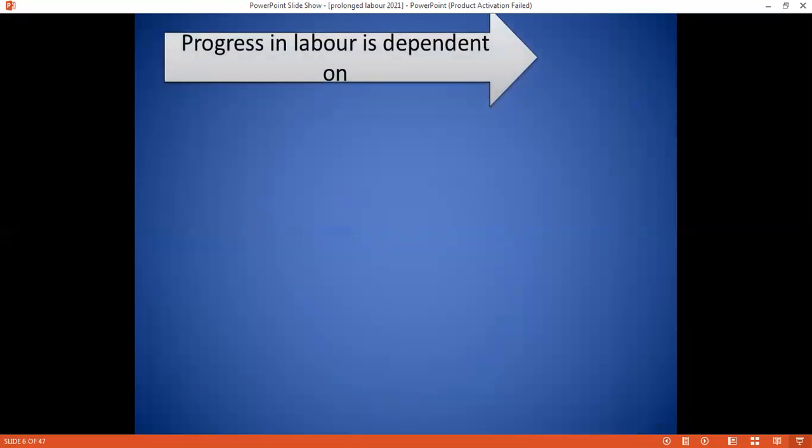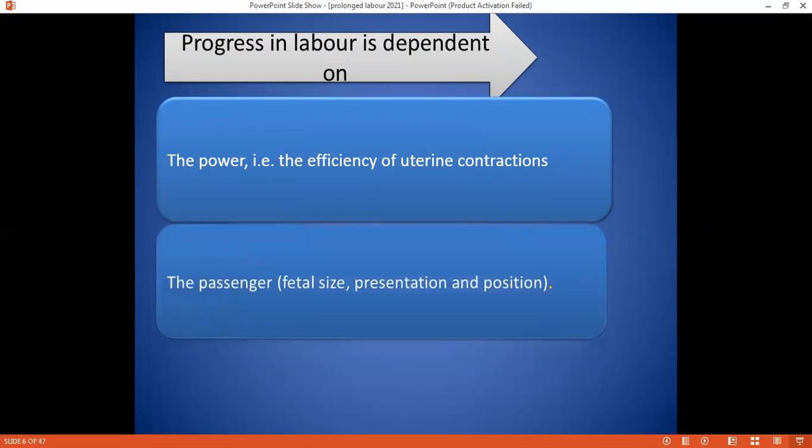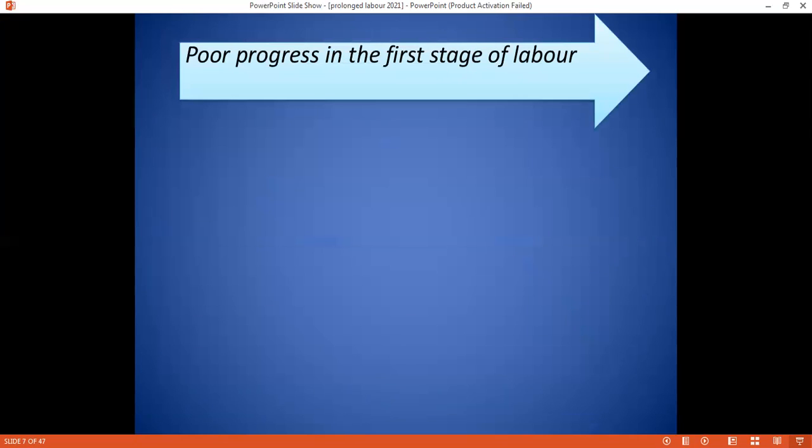Progress in labor depends on the power, which is the efficiency of uterine contractions; the passenger, the fetus, and this includes the fetal size, the presentation and the position; and the passages, the uterus, the cervix, and the bony pelvis. We will take each one separately.